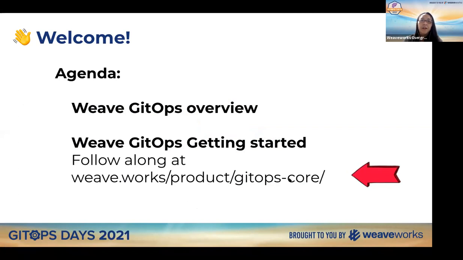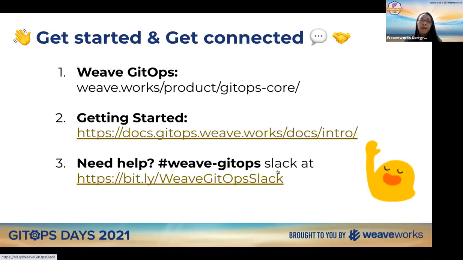This is our key product page, weave.work/product/gitops-core. We say core because that is the open source free part of Weave GitOps, but it's a whole product offering. And this is the same link here that we have, and we'll be going through these specific docs at docs.gitops.weave.works, and we'll put this in the chat as well.